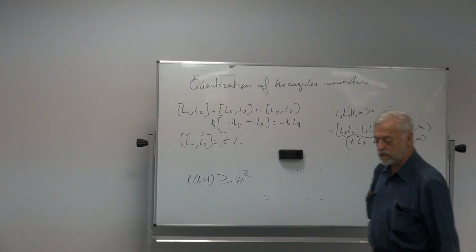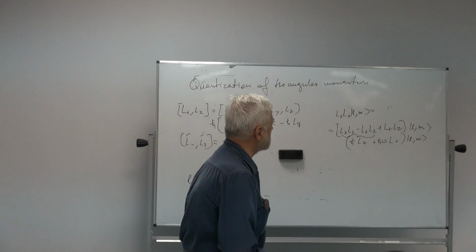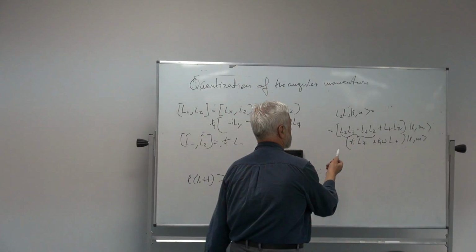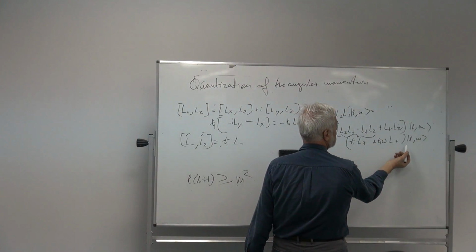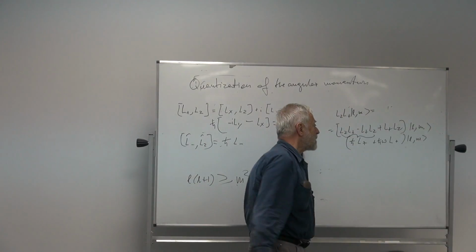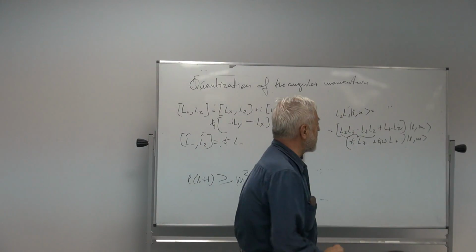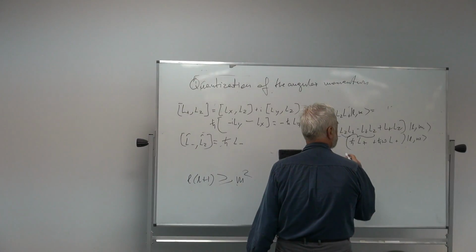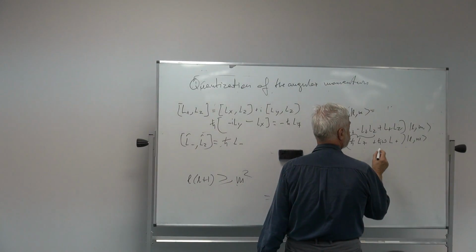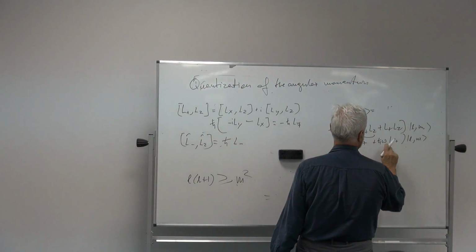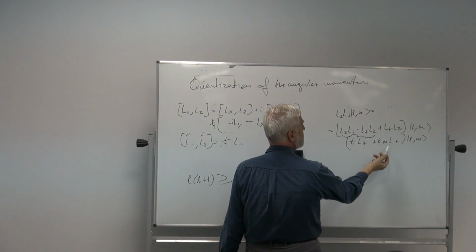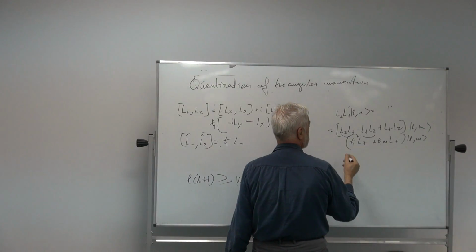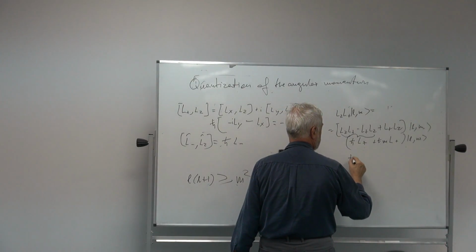So what am I noticing now? Well, I'm noticing something rather nice. Namely, that L plus multiplying Lm produces again an eigenstate, but with the eigenvalue m plus 1.